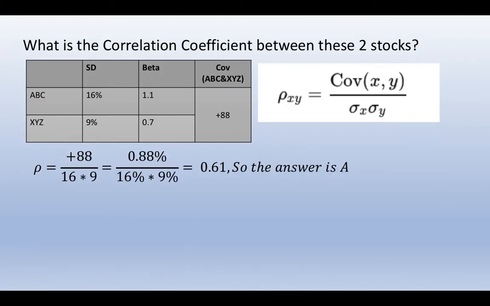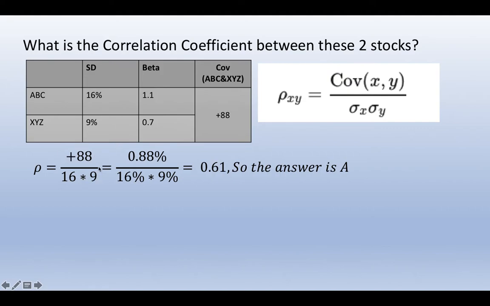So they want to find out what is the correlation coefficient between the two stocks. The correlation coefficient can be calculated using this formula: covariance divided by the standard deviations. What do we know? We know the covariance. We know the standard deviation. So the beta here, we don't need the information.